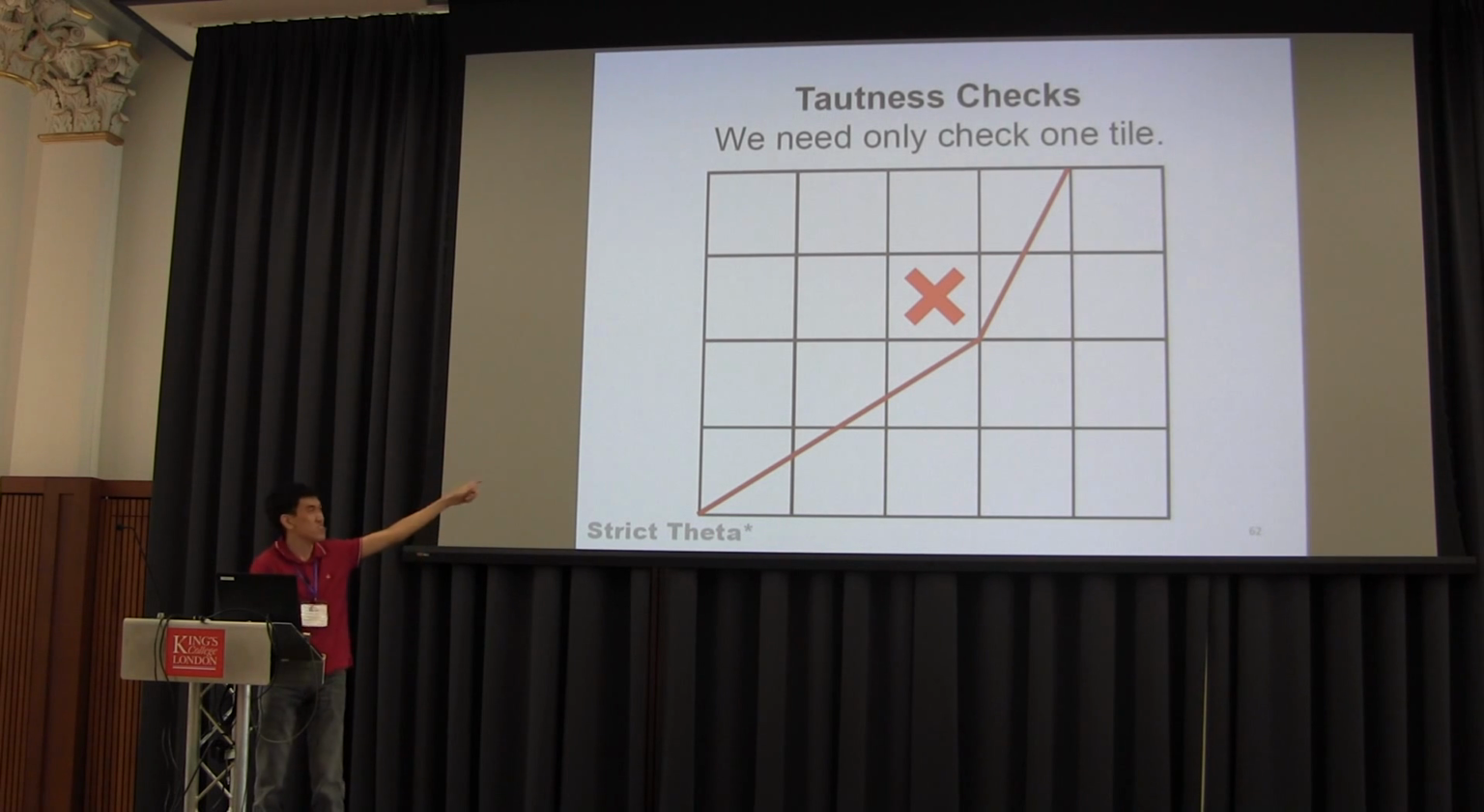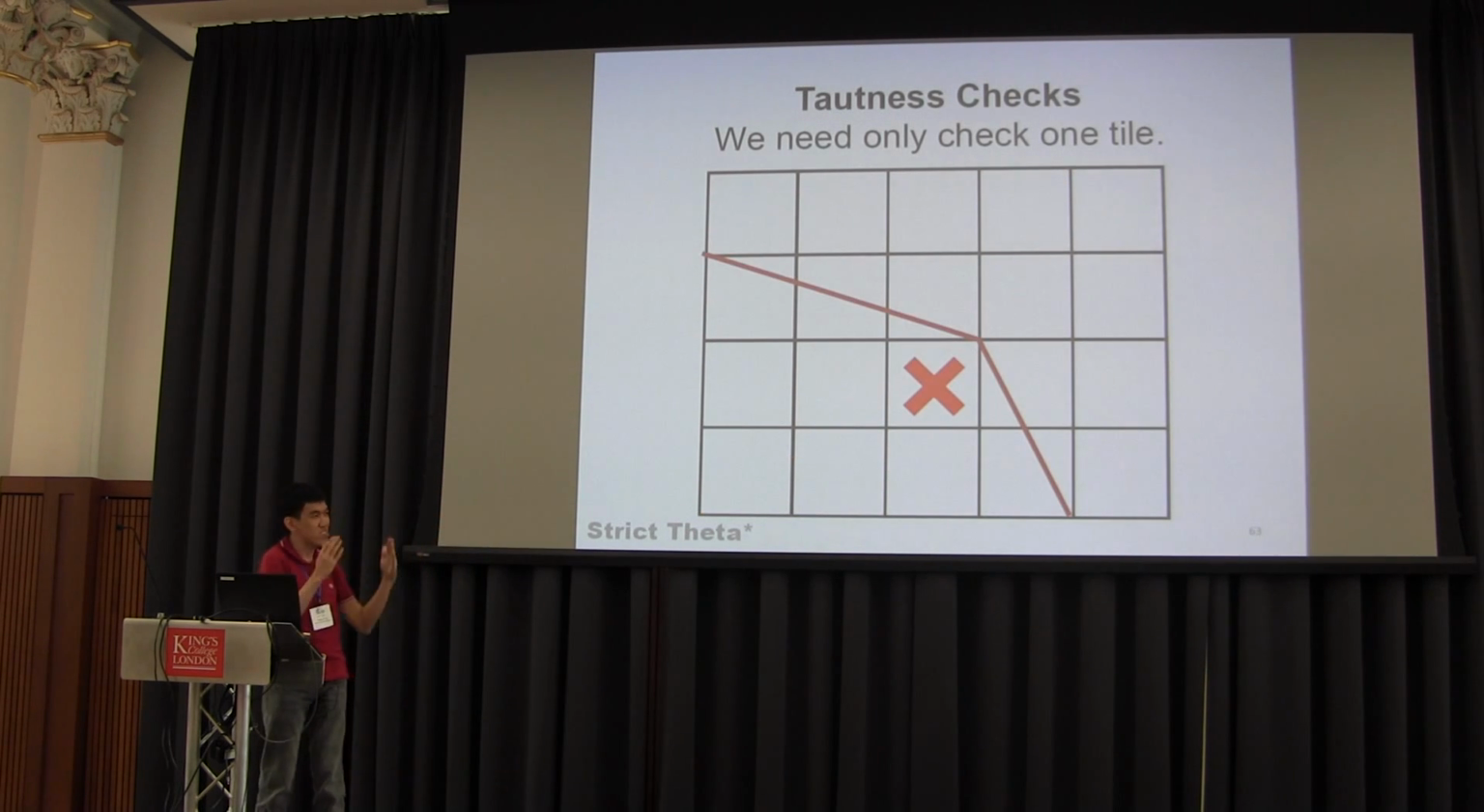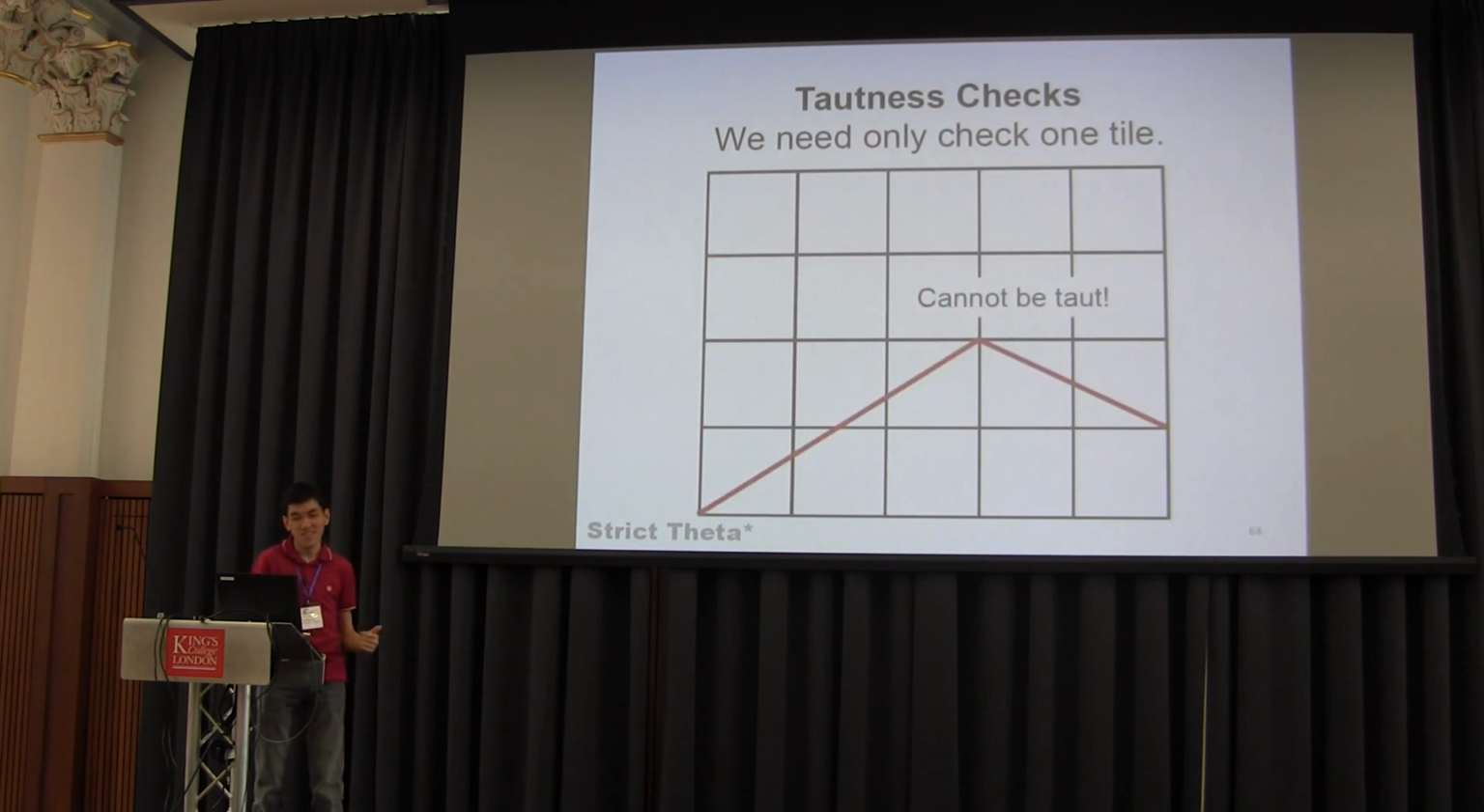If the path turns like this, you just check whether this is blocked. If the path turns like this, you check whether this is blocked. If the path turns like this, you check whether it's blocked. Because there's no possible obstacle that can support it.